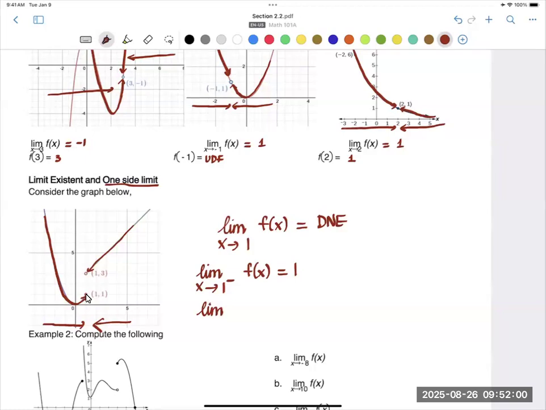The limit as x approaches 1 from the right side, with the plus sign, will be what? When it's approaching on the right side, the y value is actually 3. So when the limit on the left side and the right side are not equal to each other, we say the limit at that point does not exist.